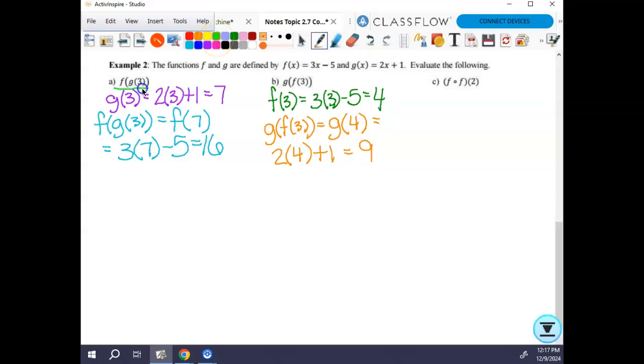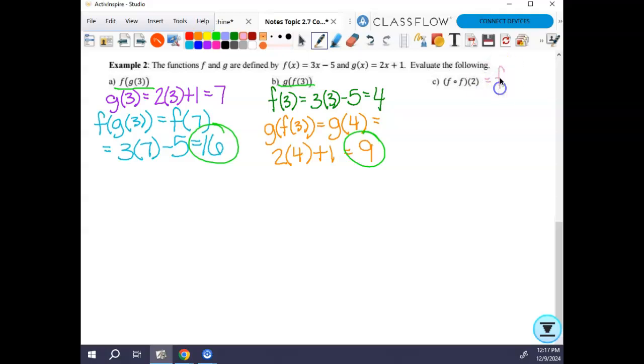See, we did f of g of 3 and g of f of 3. Did them in the opposite order, and we did not get the same number. Okay. Any questions at all? All right. So then, let's do f.